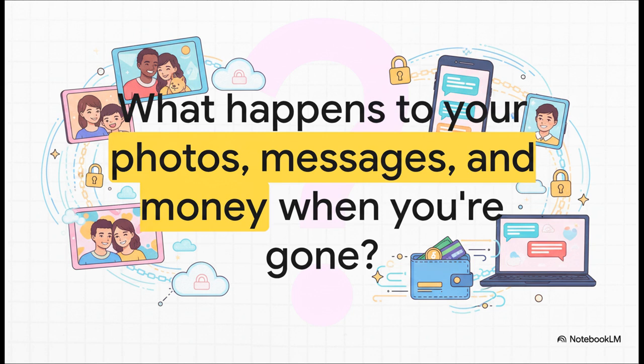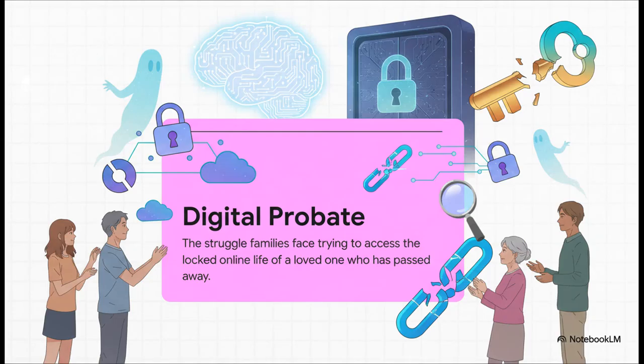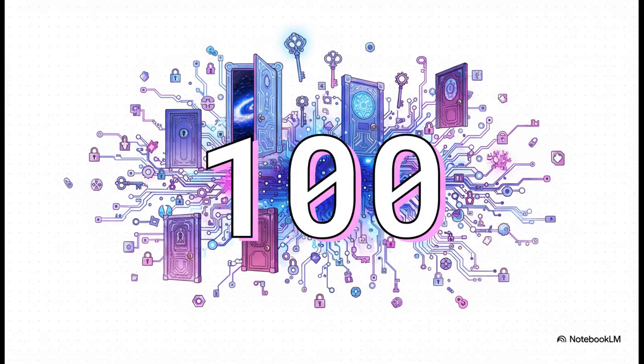When we pass away, our digital lives, I'm talking everything from those precious family photos in the cloud to our online bank accounts, they don't just vanish. Nope. Instead, they get locked away behind passwords and security questions that nobody else knows. And that creates an unbelievably difficult and emotional mess for our families. In fact, there's a name for this whole frustrating process: digital probate. It's basically a modern-day nightmare of trying to prove you have the right to get into a loved one's accounts. And as you can imagine, with so much of our lives online now, it's becoming a huge problem for families everywhere.